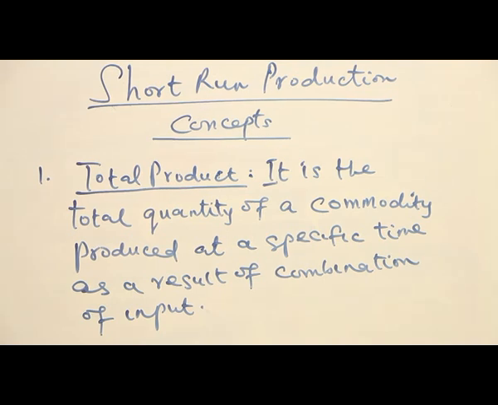Right? Now when we are trying to know the total product, it implies that we have to look at the number of outputs that a given input is able to produce. So when we sum it up at a particular time, then we are talking about total product. So that's why I said as a result of combination of inputs, that is the fixed input and variable input. When we put them together, they bring out an output. So when we sum up all the outputs gotten with a given level of input, we have total product.